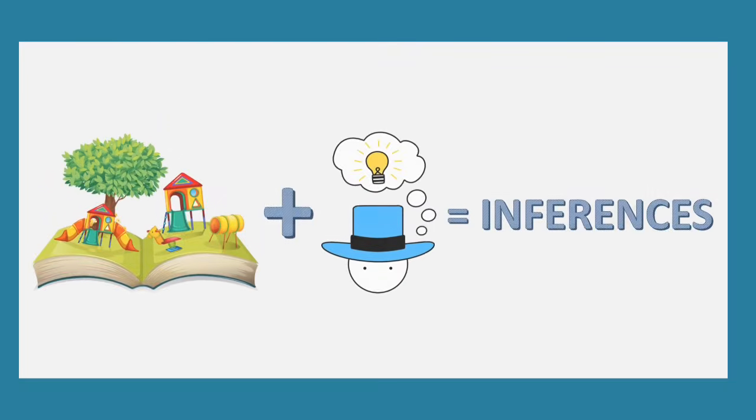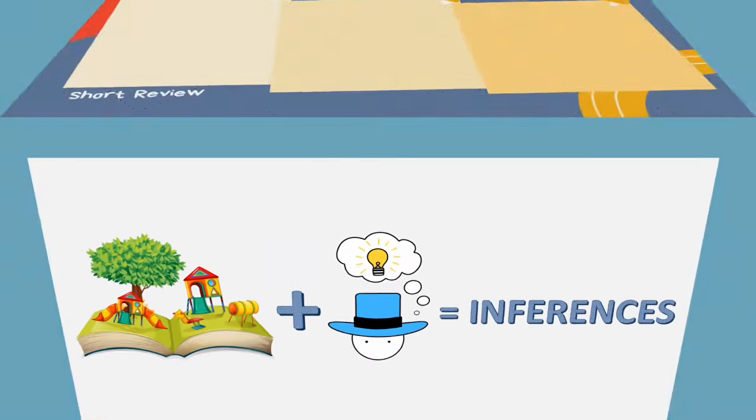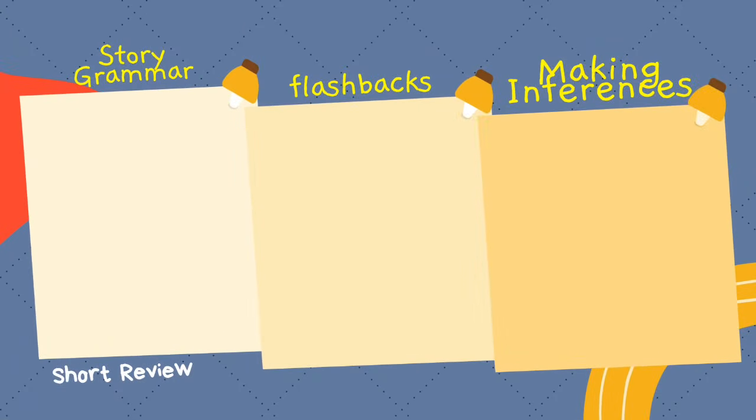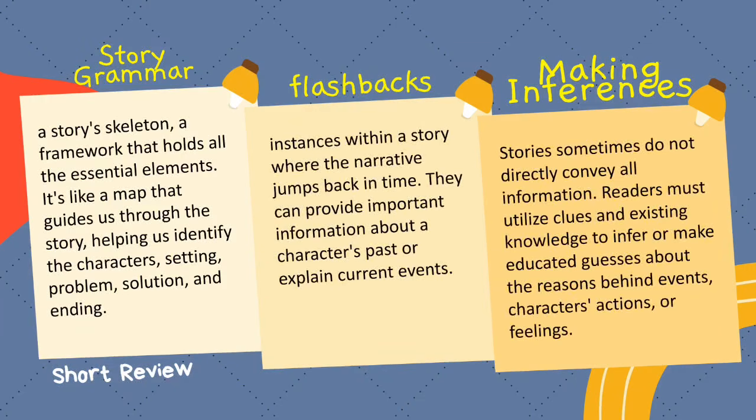Stories sometimes do not directly convey all information. Readers must utilize clues and existing knowledge to infer or make educated guesses about the reasons behind events, characters' actions, or feelings. I hope this short review helps you recall what story grammar, flashbacks, and making inferences are. If in case you would like to take note, you can pause this slide.